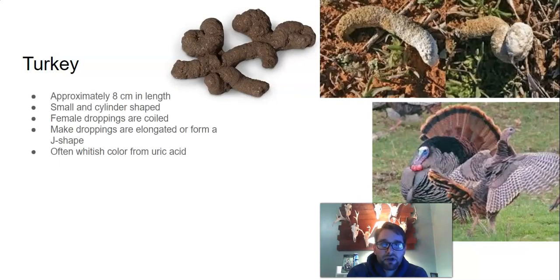Turkeys, approximately 8 centimeters in length, small and cylinder shaped. Female droppings are coiled. Male droppings are elongated or form a J shape. Oftentimes it has white uric acid on it as well. So if we're looking at these 2 images up here, this would be female hen scat, and this over here would be a Jake or a Tom.